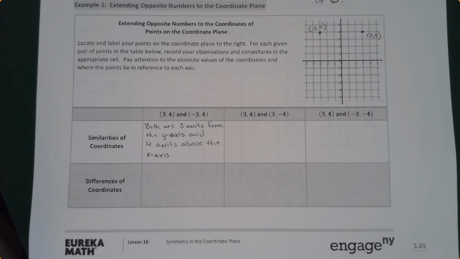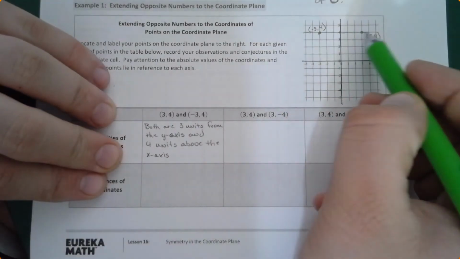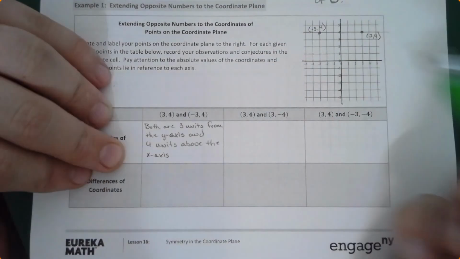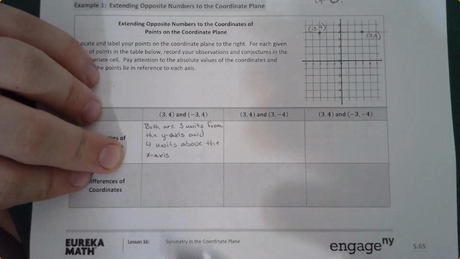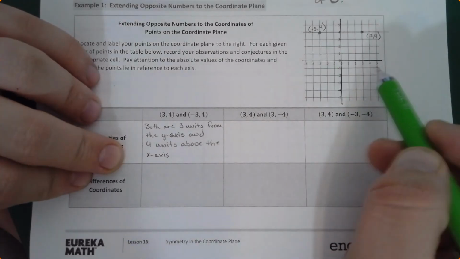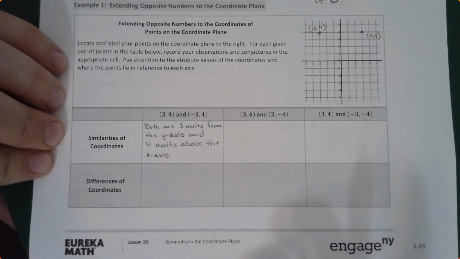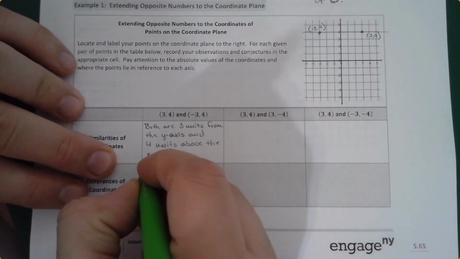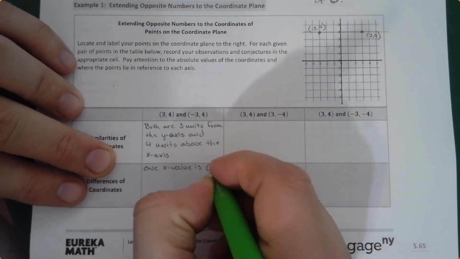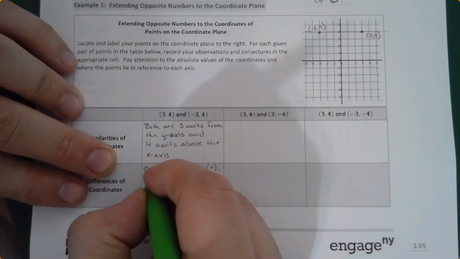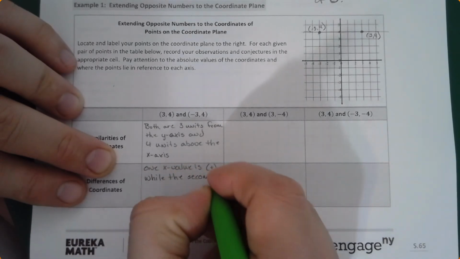And if you're never sure of it, just imagine drawing a little line that connects them. If they're on the same line, then they have the same distance from the x-axis. Okay? If the line is parallel to the x-axis, they're on the same line. Now, how are these coordinate points different? Well, it's easy. All right? One x value is positive, while the second is negative.